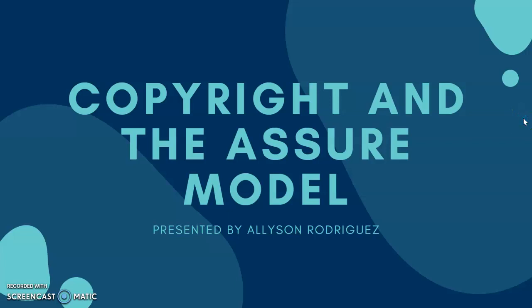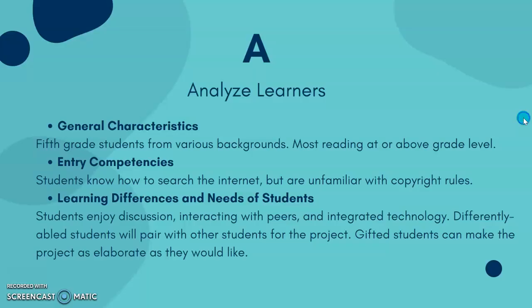Hello, I am going to talk about a copyright lesson for 5th grade and the Assure model. The A in the Assure model stands for Analyze Learners. The general characteristics for my class are 5th grade students from various backgrounds, most reading at or above grade level. For entry competencies, the students know how to search the internet, but they are unfamiliar with copyright rules.